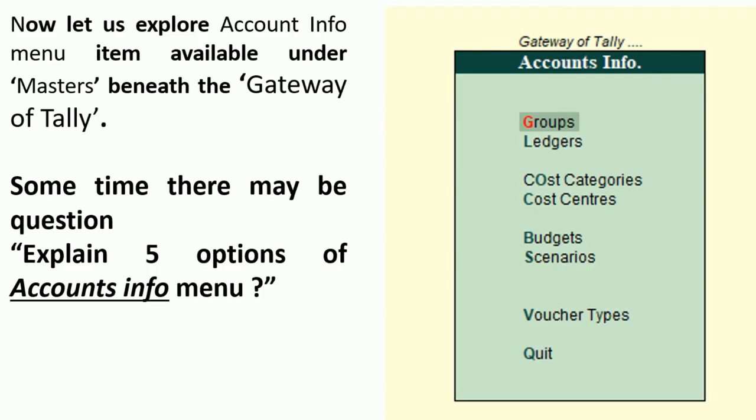In the accounts info menu, there are options like groups, ledgers, cost categories, cost centers, budgets, scenarios, voucher type, and then quit. Sometimes there may be questions: explain maybe 5 options of accounts info, or explain all the options of accounts info. You can mention groups, ledgers, cost category, cost centers, budgets, scenarios, voucher type, and quit.